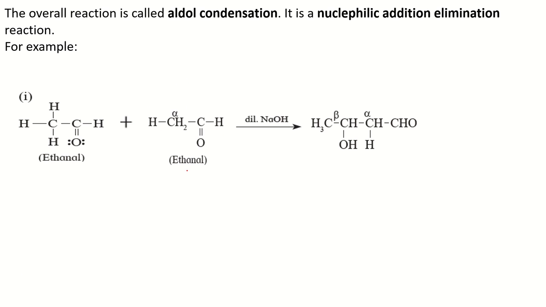Here there are two ethanal. For the preparation of aldol condensation, we have to use two aldehydes or two ketones. But what is the condition? The aldehyde and ketone must have at least one alpha hydrogen atom. So this is one ethanal, this is the second ethanal. The neighbor carbon of the carbonyl carbon is called the alpha carbon. First, the reaction takes place with this group.